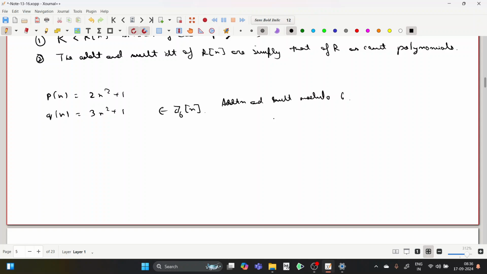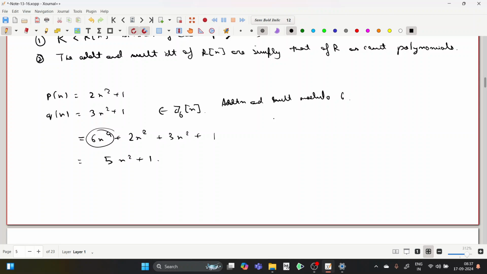And you can easily observe that if I multiply this out, I'll get 6x⁴ + 2x² + 3x², and then 1. But this will be actually 0 because 6 is 0 modulo 6. So you're just left with 5x² + 1, right? Therefore, the degree should have been 4, but it's not exactly 4 because 2 and 3 are zero divisors in Z6, right?